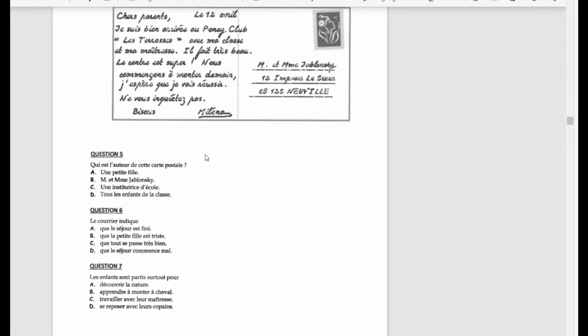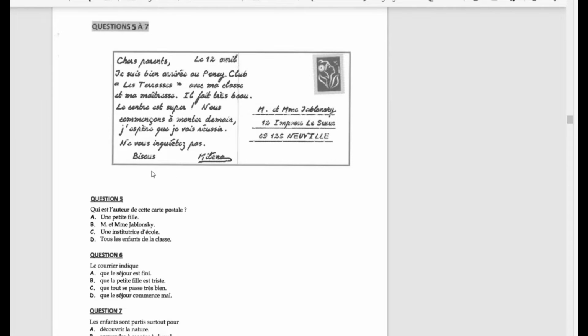Okay, so the first question is, qui est l'auteur de cette carte postale? Who is the author? Who has sent this note? Une petite fille, Monsieur et Madame Jablonski, une institutrice d'école, tous les enfants de la classe.